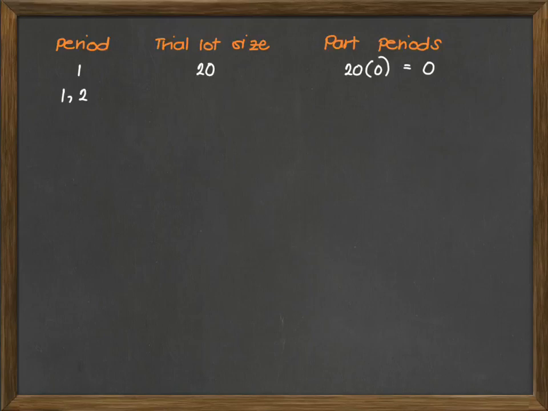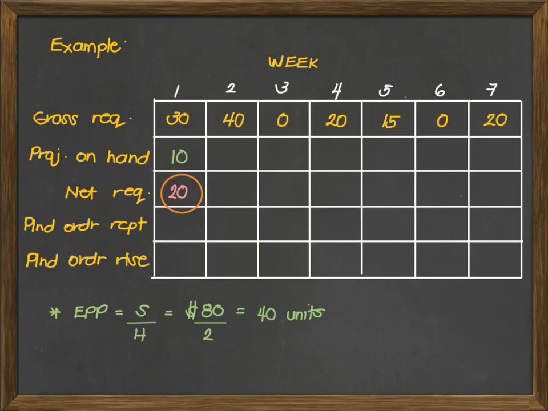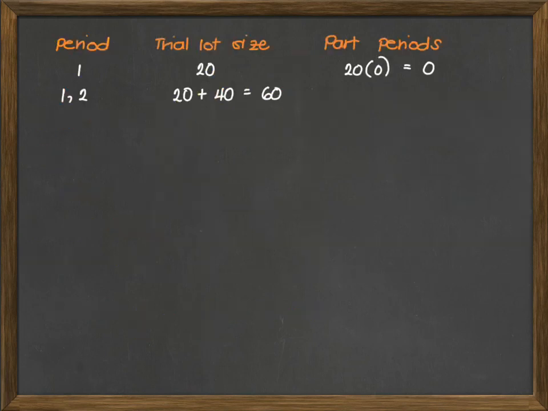Okay? So, 1 and 2. So, kapag inadd natin siya, so that is 20 plus 40. So, kung tatandaan natin, yung ating gross requirement for week 2 is 40. So, tingnan natin siya ulit. So, sa week 2, 40 yung ating gross requirement. Okay? So, 20 plus 40 is 60. So, 60 na yung trial lot size. So, ibig sabihin, mas malaki na siya sa EPP. So, therefore, hindi natin siya i-consider. So, we will stop at week 1 with a trial lot size of 20 and yung part period natin is 0. So, mamaya may significance ng circle and box na yan.